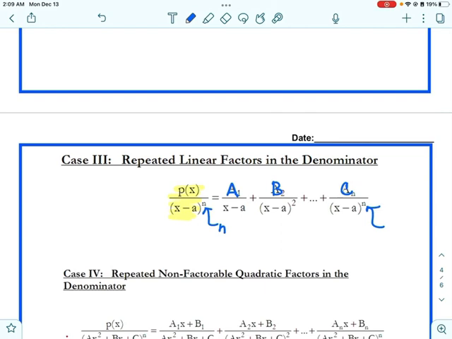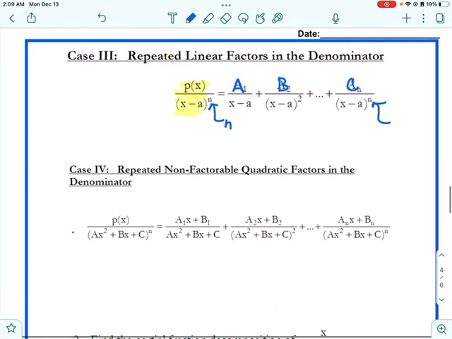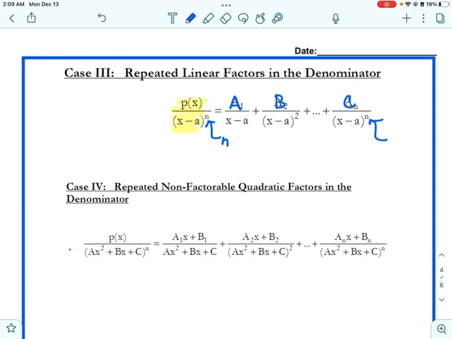Okay, and then you have a 4th case where you have repeated non-factorable quadratic factors. This is going to look kind of like repeated linear factors, but you can see where we have a 2nd degree all the way up to an nth degree to match the n that you have in the denominator, with n factors of that non-factorable quadratic.